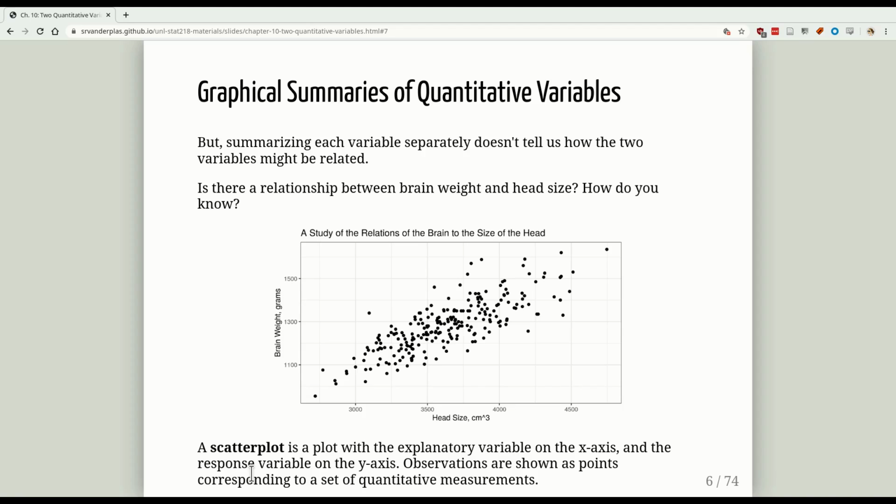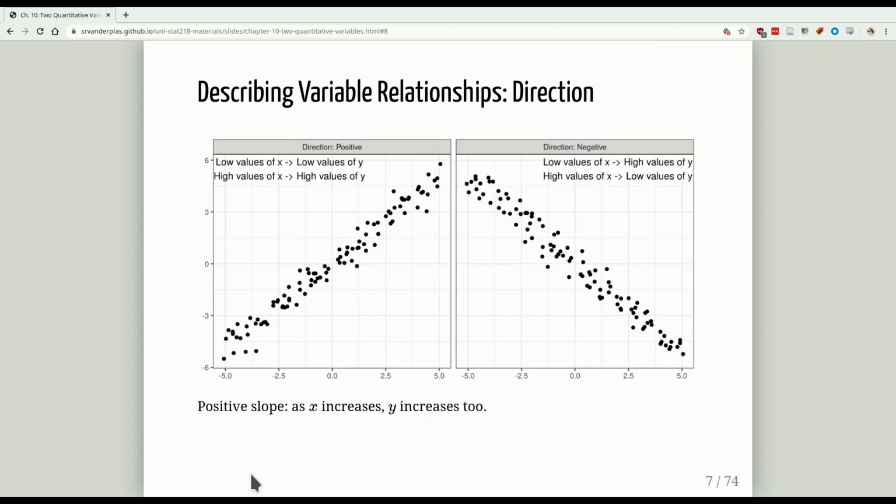Well, we can use the direction, right? So is it sloping up or down? We can use the shape, so is it a line or a circle or whatever, and we can use the strength of the association between them. So if the points are only sort of kind of clustered around a line, then that's a fairly weak relationship. If the points exactly lie on a straight line, then that's an extremely strong relationship. Right? So let's look at each of these different ways to describe the relationship in turn.